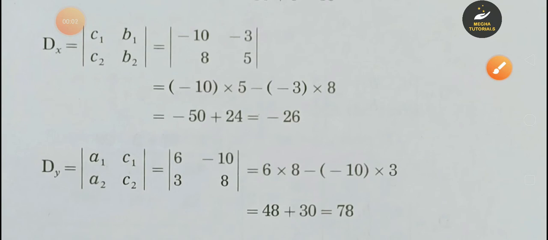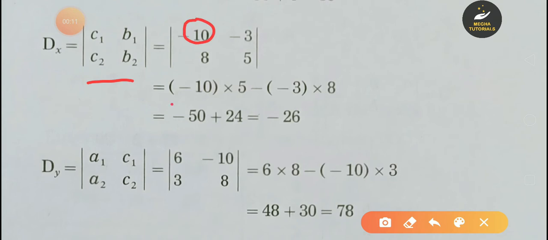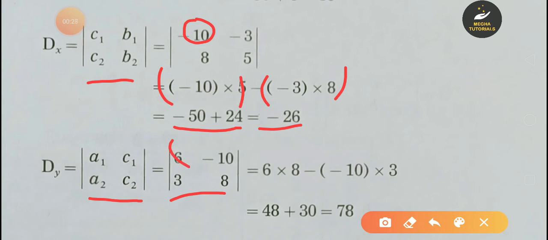Now dx is equal to c1 c2 b1 b2. Okay. So determinant is minus 10, 8, minus 3, 5. We have to start from minus 10. So minus 10 into 5 minus 3 into minus 8. So we are getting minus 50 plus 24, which is minus 26. Then dy is equal to a1 a2 c1 c2. After putting the values you will get 6, 3, minus 10, 8. So 6 into 8 minus 10 into 3. So we will get 48 plus 30, which is 78.